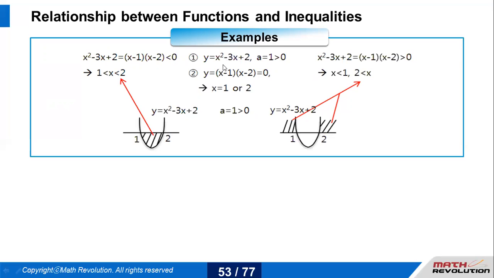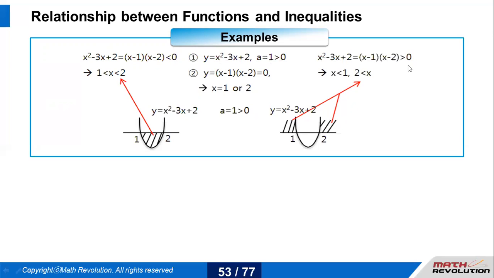If I put y equals x square minus 3x plus 2 equal to 0, I get x equals 1 or 2. So this is a condition where a equals 1. That means it is greater than 0. Over here, a is 1, which is greater than 0. So I'm getting x equals 1 or 2.